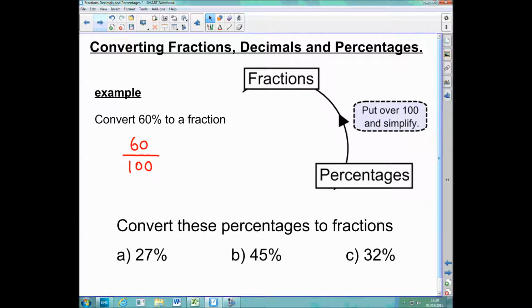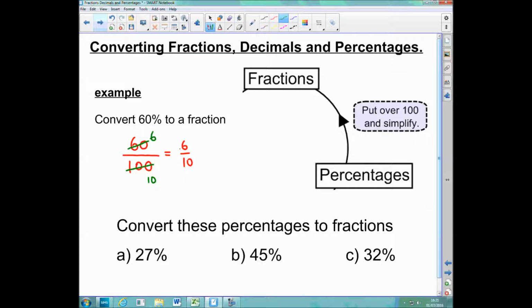Now, if you notice, 60 and 100 are in the 10 times table. So I can divide both by 10, and if I divide 60 by 10, I get 6. Divide 100 by 10, I get 10. So simplified down, I get 6/10. Now, just double check that the fraction that you've just made will not simplify again. If I have a little look at this closely, I notice that they're both even numbers on the top and the bottom. That tells me that they're in the 2 times table. So what I'm going to do now is divide both by 2.